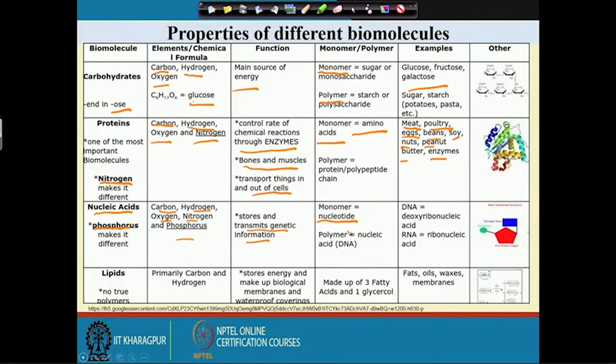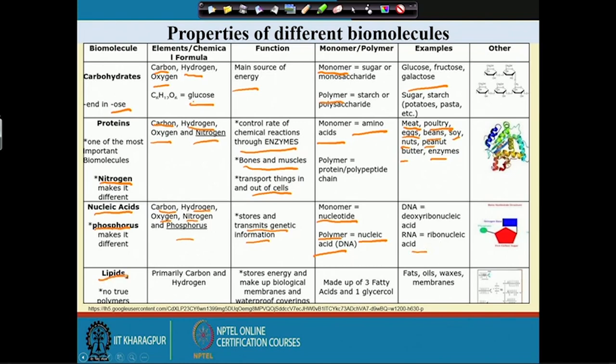The monomers are nucleotides, and the polymers are nucleic acids. As for example, we have DNA, deoxyribonucleic acid, and RNA, ribonucleic acid. So, this is how it looks. And then we have another molecule.